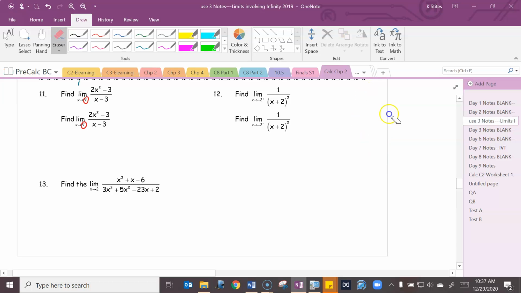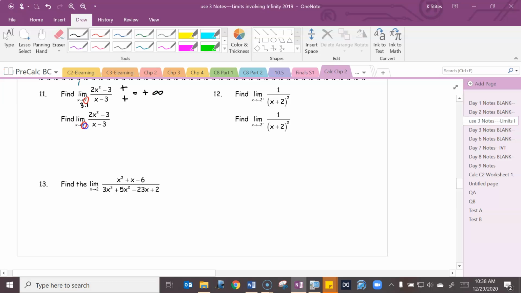So here's how you do that. Clearly you can't actually plug in a 3 because you're going to get a 0 in the denominator. So you're going to plug in something really, really close to 3. If you're approaching 3 from the right, something just to the right of 3 would be like a 3.1. You don't actually have to plug in the 3.1. Just think about what signs you would get. So 2 times 3.1 squared minus 3, that's going to be a positive. 3.1 minus 3, that's going to be a positive. A positive divided by a positive is a positive. So we are approaching positive infinity.